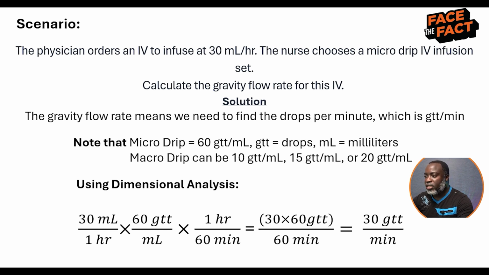And then we cancel out, we do our calculation, and we get 30 times 60 over 60. So 60 cancels, and we get 30 GTT per minute. So if the nurse comes to your room to give the medication to you, the nurse must ensure that the drip chamber is dripping 30 drops per minute. How should the nurse calculate 30 drops per minute when he or she comes to your room?